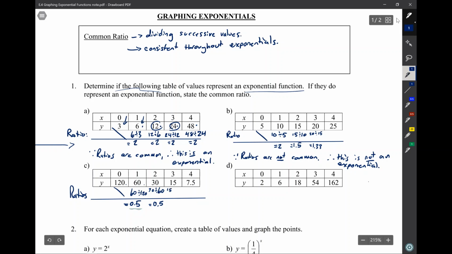We'll try it once more. 15 divided by 30 equals 0.5. I see where this is going. 7.5 divided by 15 equals 0.5. So since the ratios are common, therefore this is an exponential.